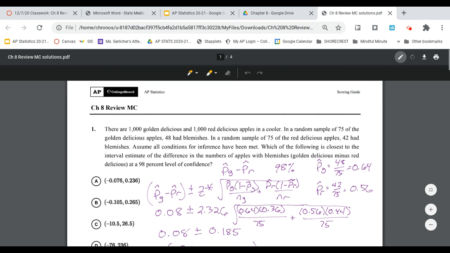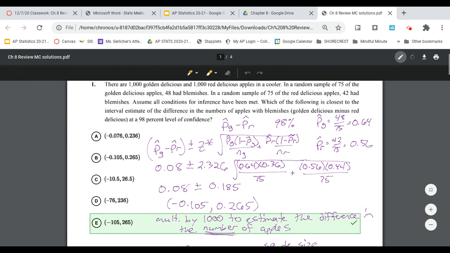So this is the video going over the Chapter 8 multiple choice. Okay, so number 1 was a bit of a doozy to start off with. It was a 2 sample proportion, so it was going to be big and ugly. We had Golden Delicious minus Red Delicious. I found my p hats I was interested in, and subtracting them, you get 0.08.